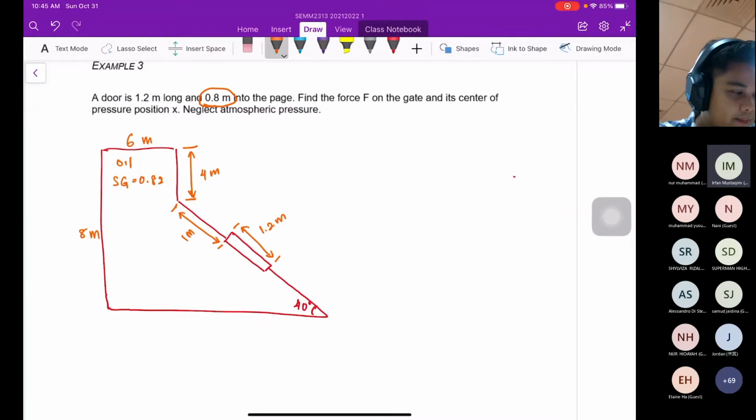And then where is the force? This is the plane. This is the centroid, yeah. So definitely the resultant force acts below the centroid.